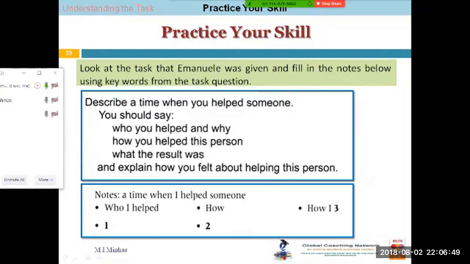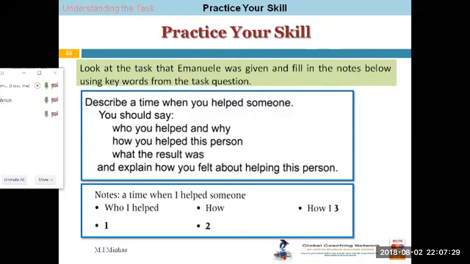1 point only. Who did you help? A friend. Why? Normal, right. Okay, and how did you help this person? I helped him because he was my friend, and I helped him to get a job. Okay, so for your notes, you will just write "to get job." Job, right?